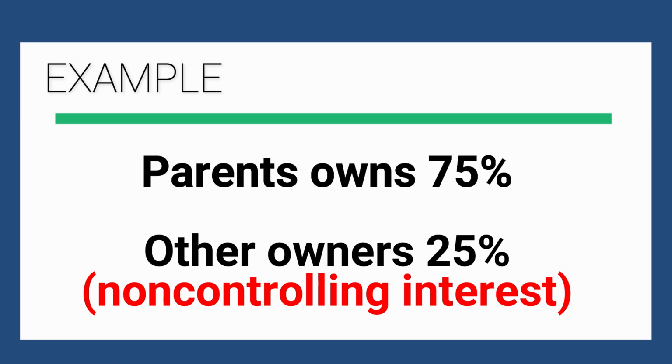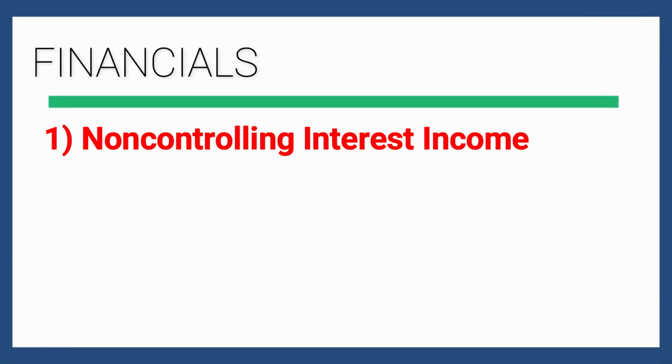So how do you present non-controlling interest on your financial statements? It's going to be in three areas if they all apply. One is your net income. You're going to back out the non-controlling interest income related to the portion of the subsidiary that you do not own. You're also going to have other comprehensive income.